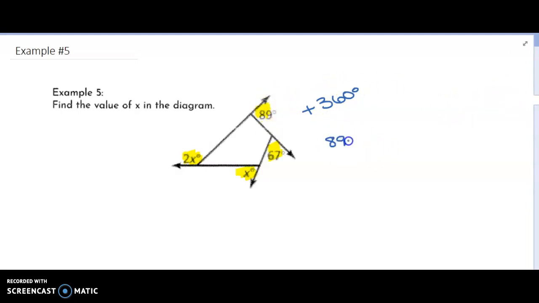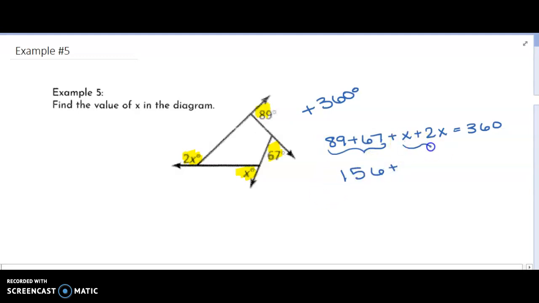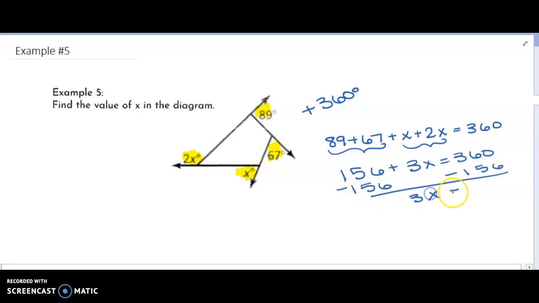It says 89 plus 67 plus x plus 2x equals 360. Then if I add these, that gives me 156 plus x plus 2x is 3x equals 360 minus 156. I get 3x equals 204. Divide by 3. I get x is 68, and that is my final answer.